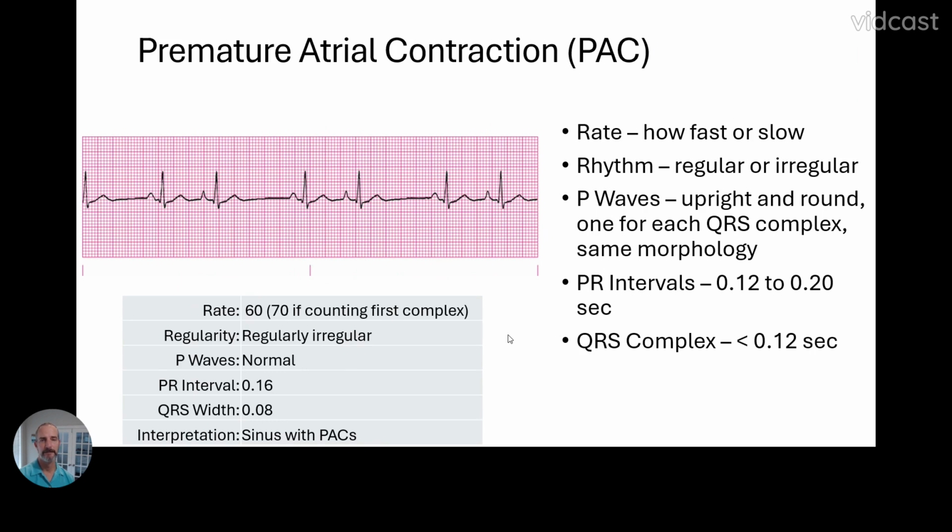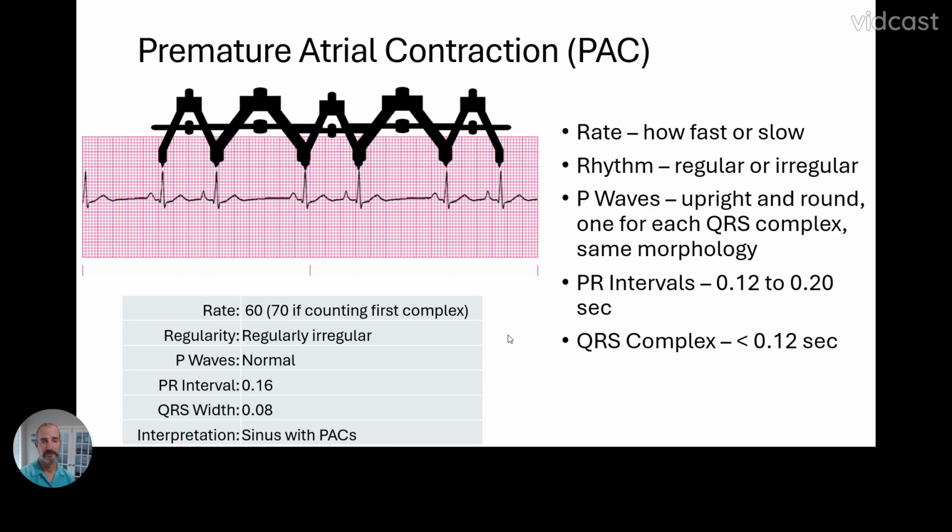So let's look at what this looks like when we start with our 5 rules and measure regularity. We can see our distances there are identical. All right, and our distances with those two larger calipers is also identical. So I identify this as regularly irregular. And if we're not counting that first complex over there, the rate is 60. Because it's irregular, I'm just counting the complexes and adding a 0.